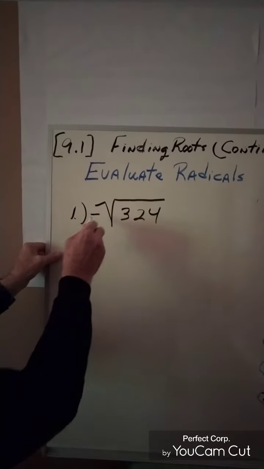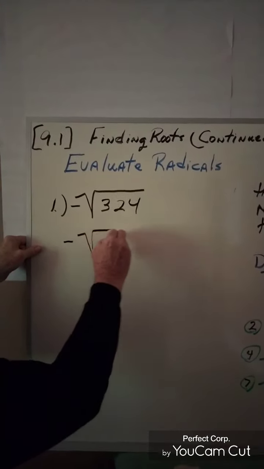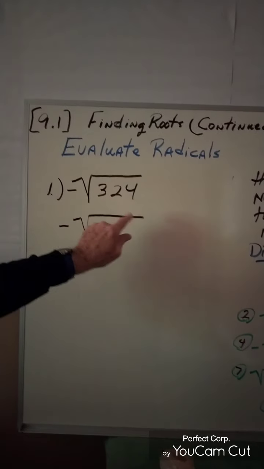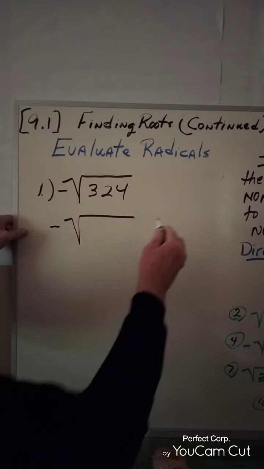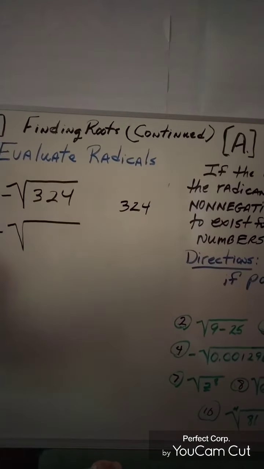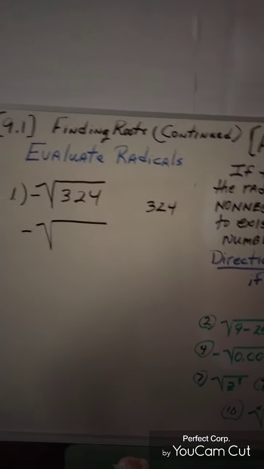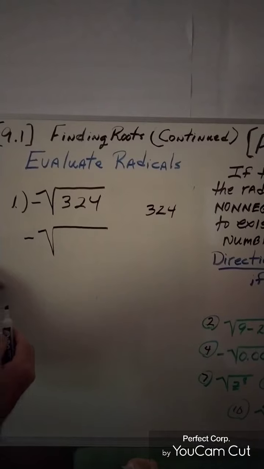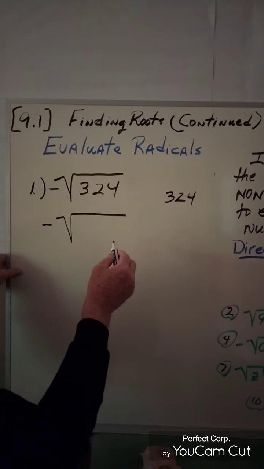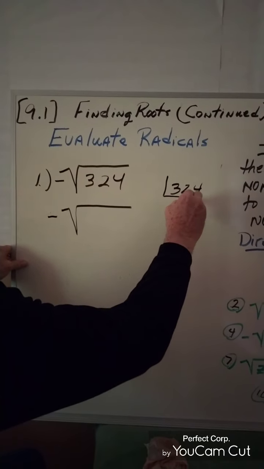So I'm going to bring down that negative sign, and I'm going to bring down a brand new radical sign. And we're going to begin by taking this radicand of 324, and I'm going to write it over here to the side. And we're going to prime factor 324. Now, I don't tend to use a factor tree like many of you do. I use a method that's called upside down division. We take a division symbol and we turn it upside down.